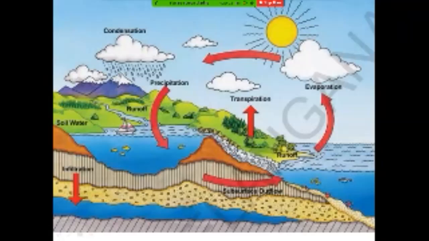The water which comes to us in the form of rainfall is seen as runoff water. It comes and joins into the river and then it goes and joins into the sea or the ocean. Subsurface outflow, this is soil water. From the soil also the water is absorbed, and infiltration. Underneath also is the water present under the rocks and the soil. Especially in the summer season, wherever the water is there, evaporation takes place. Why? When the temperature is more, the evaporation is more.